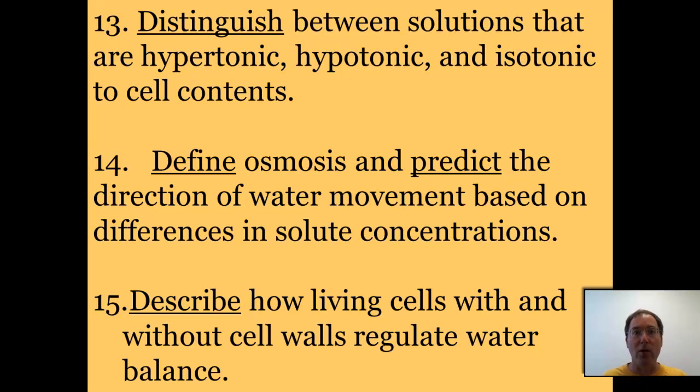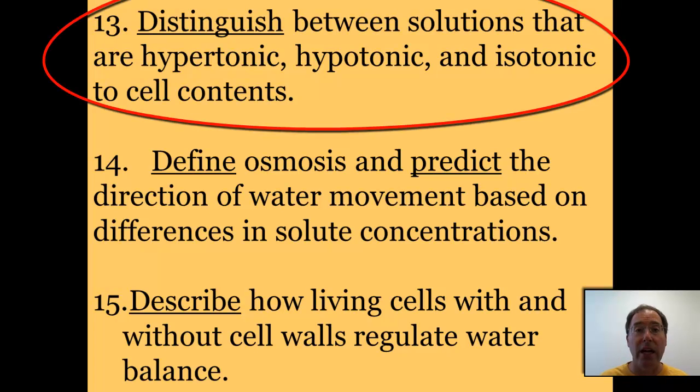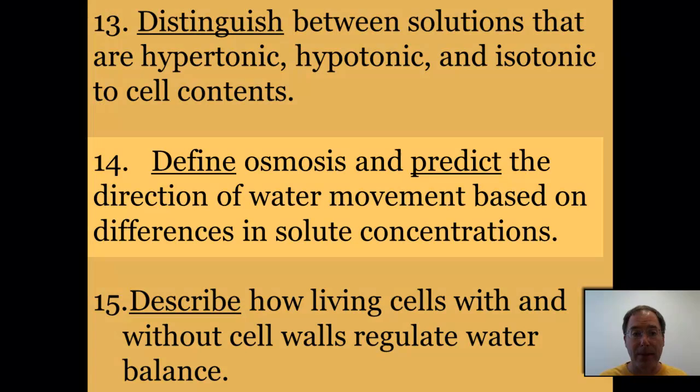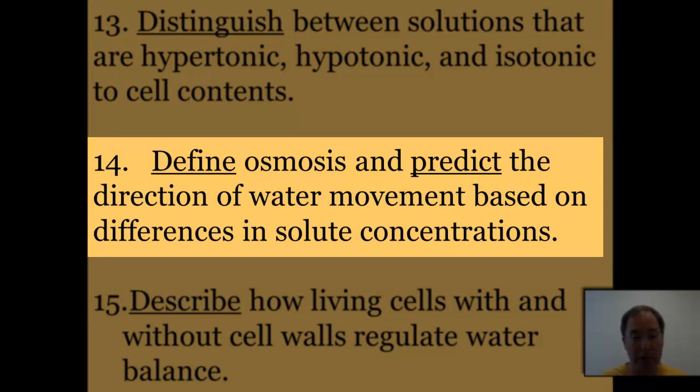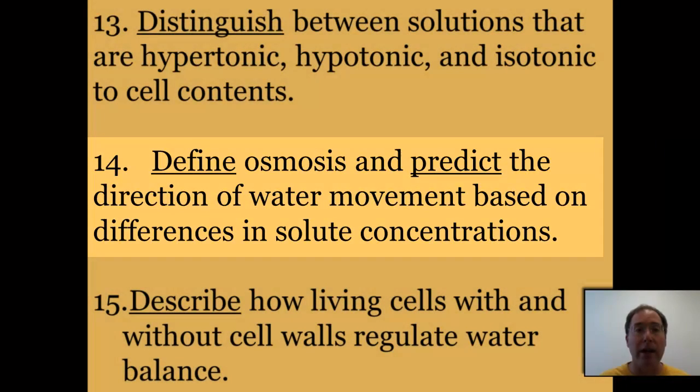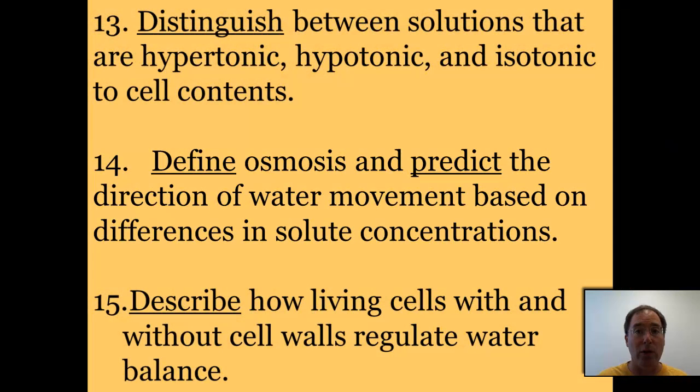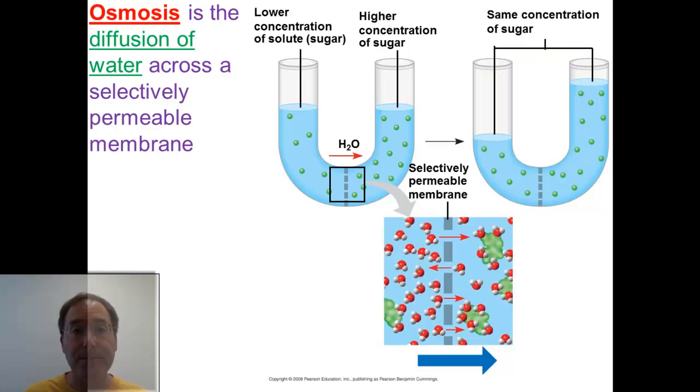Pay attention, and in the rest of 7.3 we're going to talk about osmosis. We're going to talk about solutions. You'll see in objective 13 the terms hypo, hyper, and isotonic to cell contents or the environment. Objective 14 is about osmosis, and then we'll look at some biological examples for objective 15.